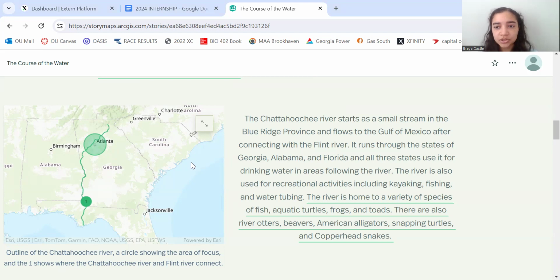The Chattahoochee River flows between 3 states, Georgia, Alabama, and Florida, and they all use the river as drinking water in areas that are close to it. The river is not only used for drinking water, but also for recreational activities, and the river is home to a variety of species of animals and reptiles.